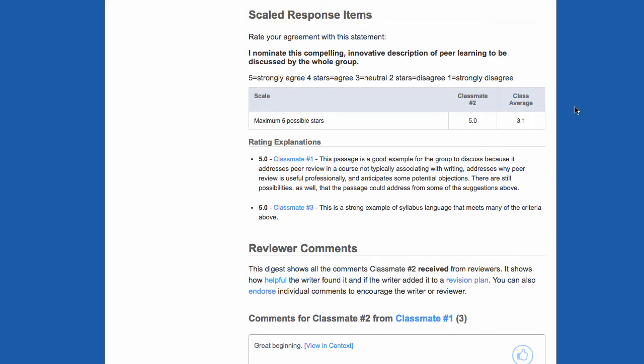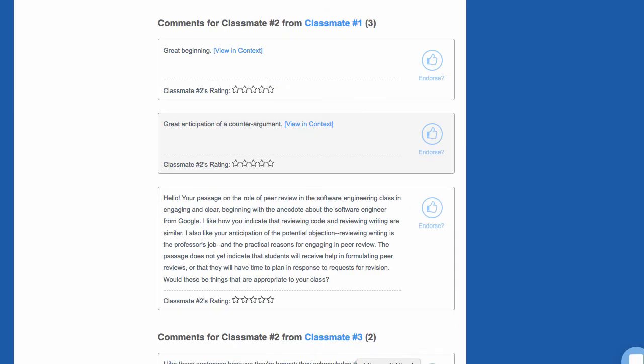In the scaled response items, you'll get both a rating and a comment if the reviewer included it. Use this feedback as food for thought. Food for thought about revision is important, but it's actions that matter most. Eli invites students to take 2 follow-through actions as they read the feedback they've received.